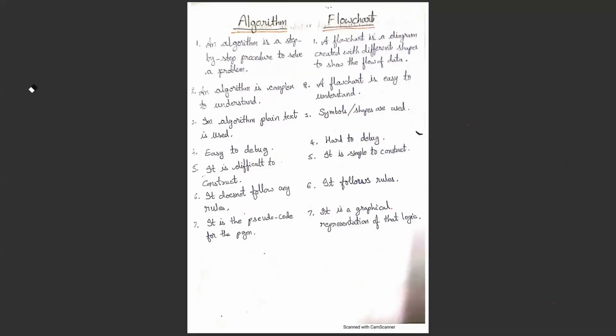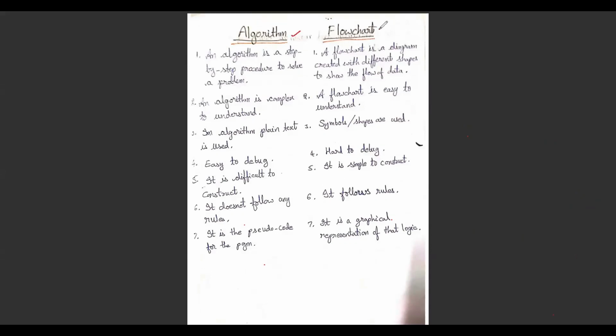Okay, right. So now we are going to look at the differences. What is an algorithm and what is a flowchart? Algorithm is nothing but a step-by-step procedure of solving a problem, whereas a flowchart is nothing but a diagrammatic representation of a given algorithm, which is going to show the flow of data.